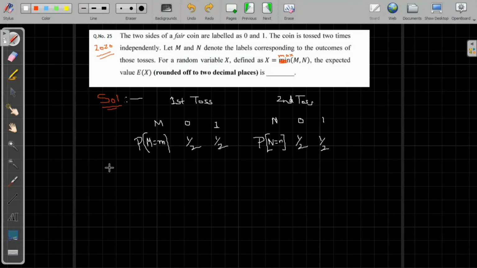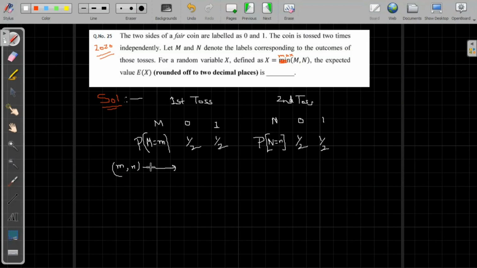Now the second step is to write the joint PMF of M and N. To write the joint PMF of M and N, firstly we need to find out what are the ordered pairs that are possible for M and N. That is, what are the different points that are possible in the M and N plane. So firstly we will see what are the different points in the M and N plane. Suppose this point I am representing by small m and n.